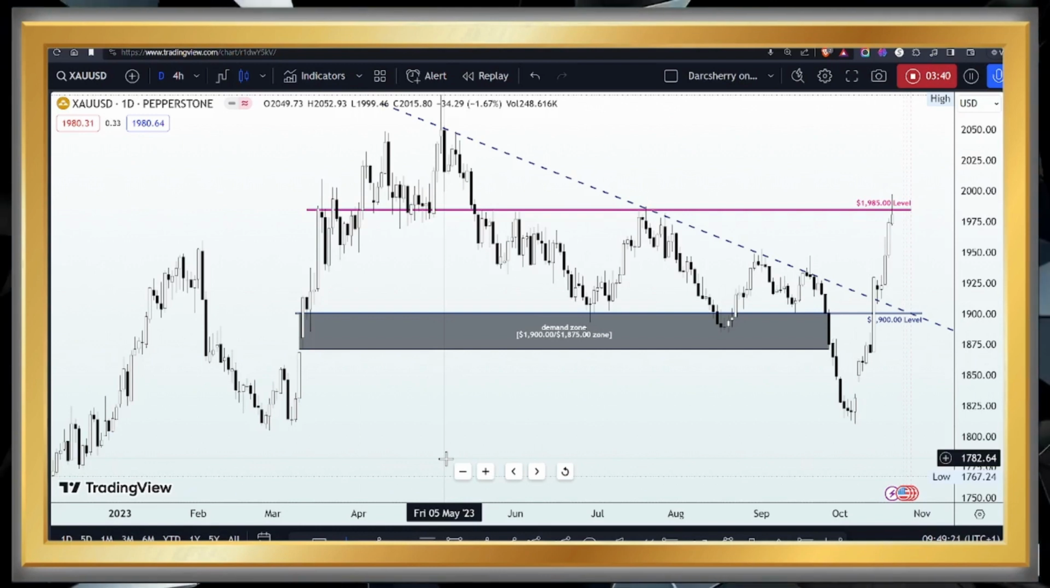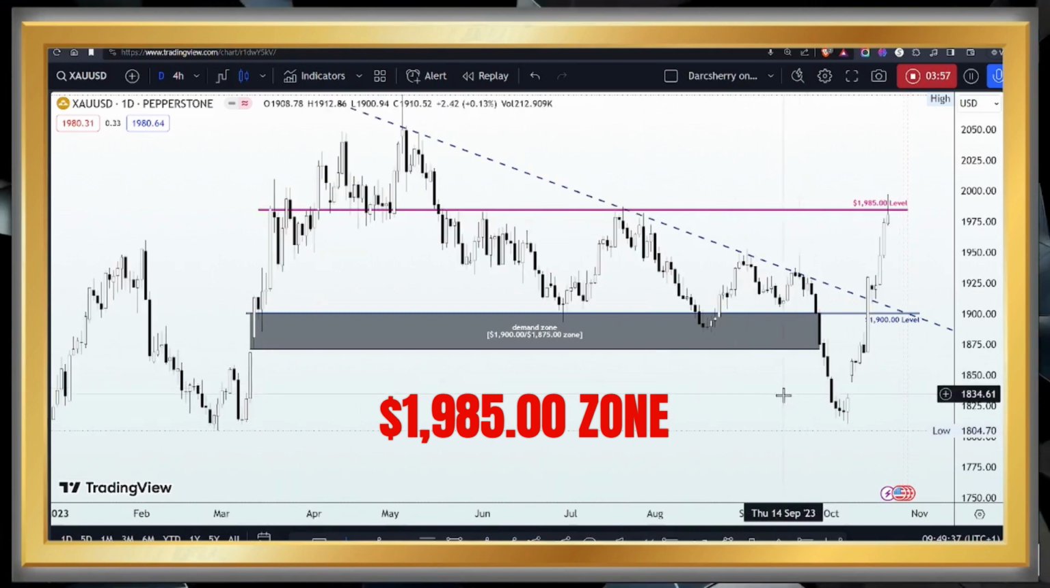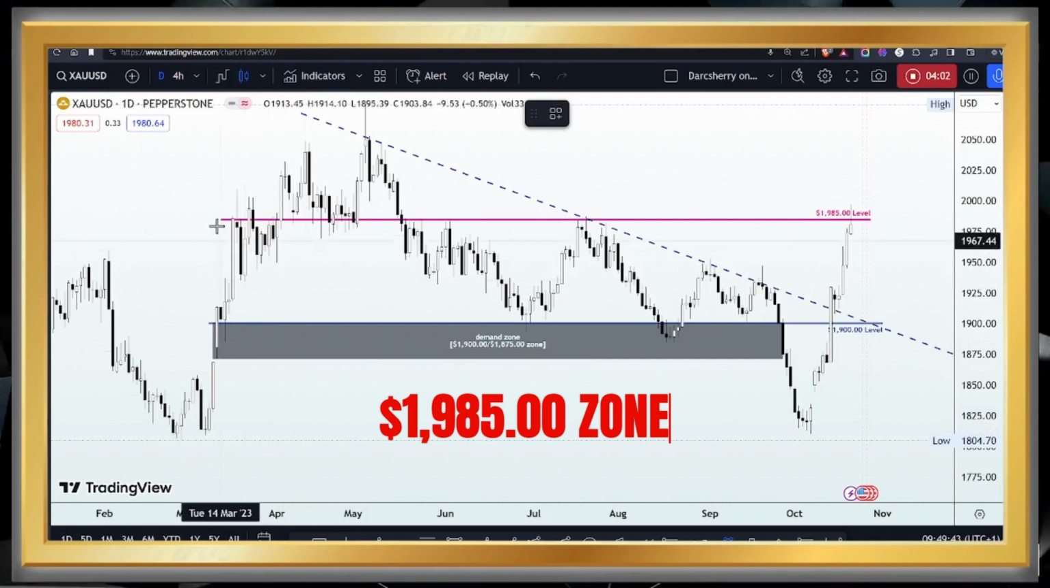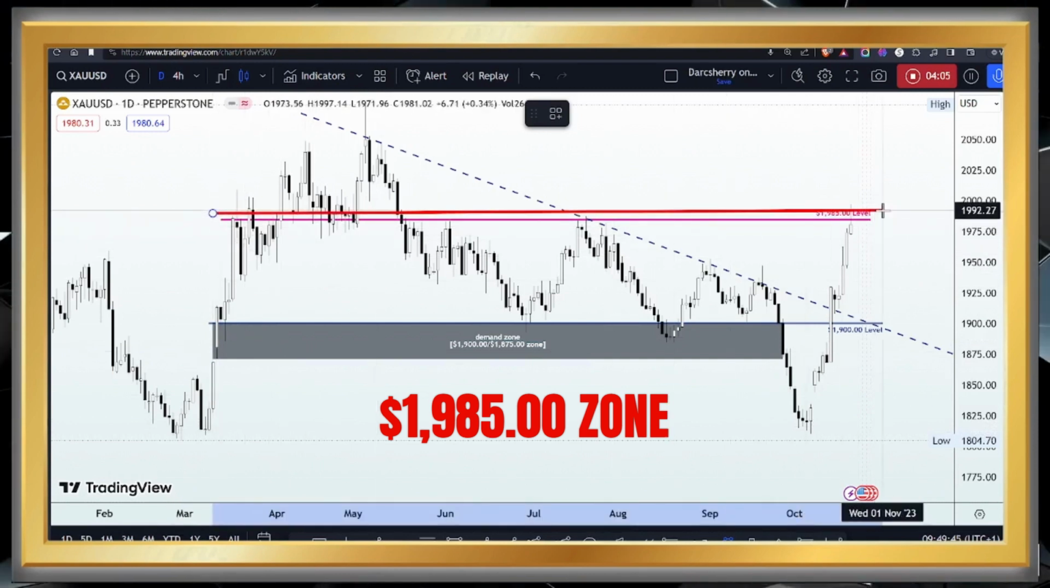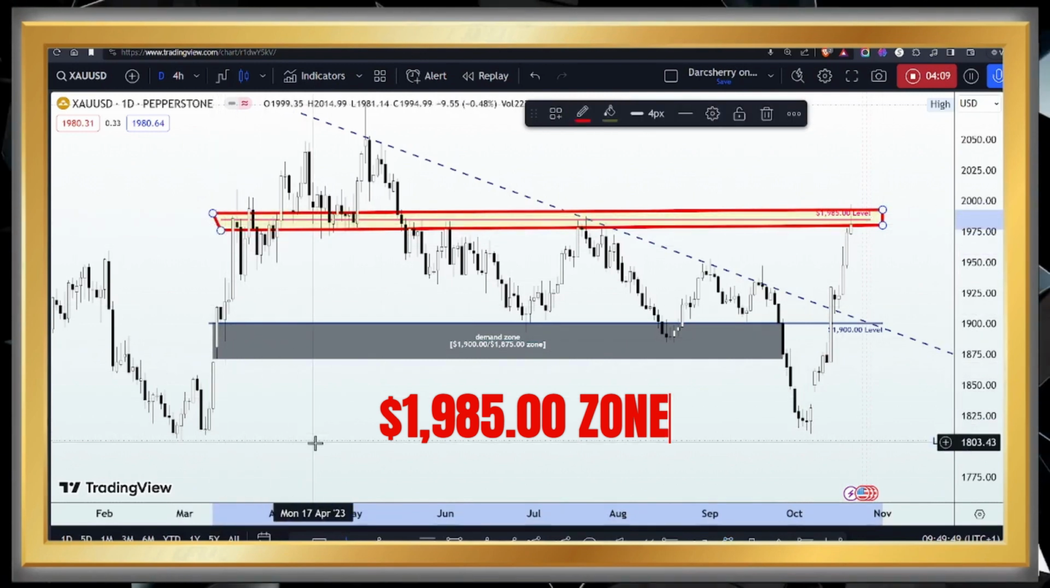So what I did here was to take into consideration the nature of price action since the month of March. That's approximately 7 months of data, and what I found is truly fascinating. You see this zone here, that is the 1,985, has acted as both support and resistance in the last 7 months, as you will see here, making it a very crucial area that we are going to be monitoring in the coming days.